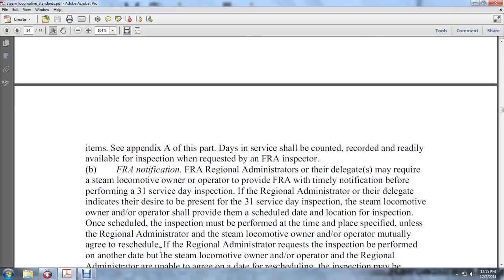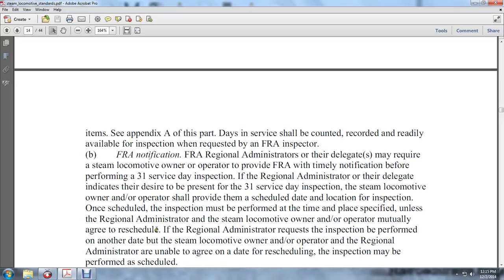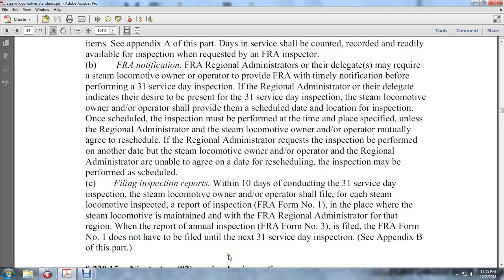Once scheduled, the inspection is performed at the time and place specified, unless the regional administrator, the steam locomotive owner, and operator mutually agree to reschedule. If the regional administrator requests an inspection to be performed on another date, and the steam locomotive owner and operator and the regional administrator are unable to agree on a date for rescheduling, the inspection may be performed as scheduled.